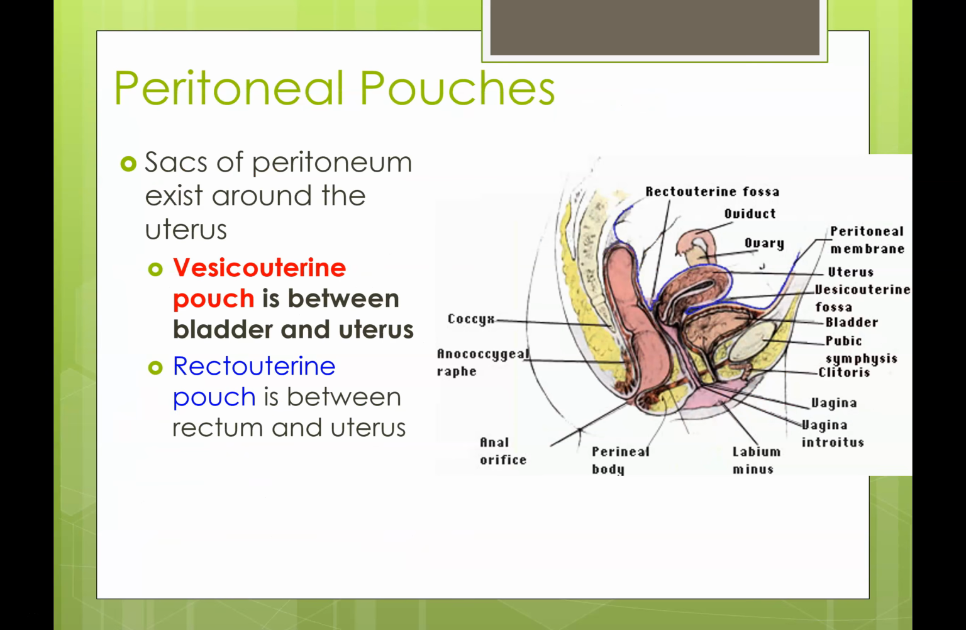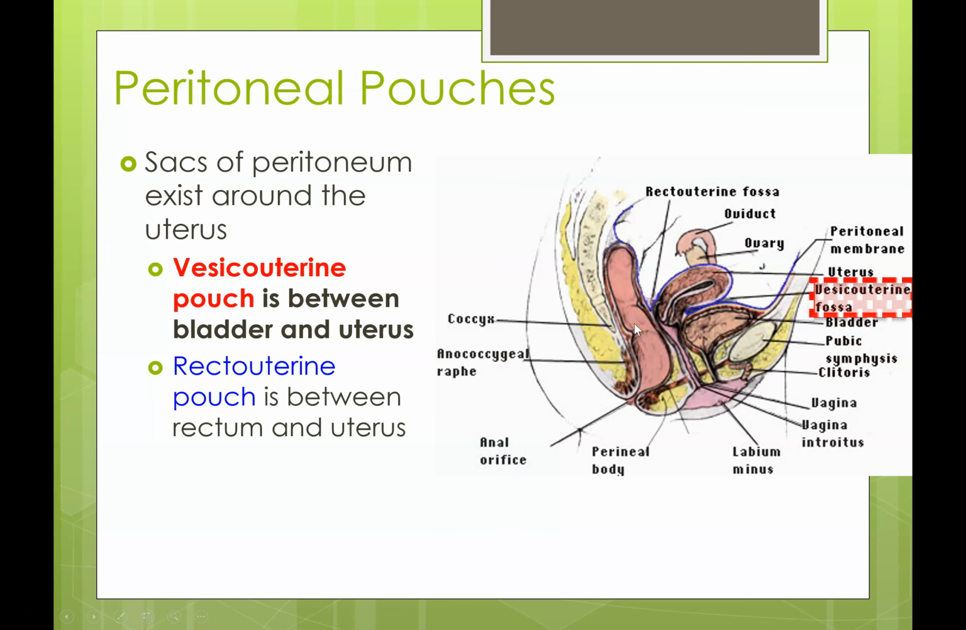We have two peritoneal pouches for you to know. These are just going to be sacs of peritoneum that exist around the uterus. So just to orientate you real quick, here's our pubic symphysis, our urinary bladder, the uterus, and the rectum posteriorly.